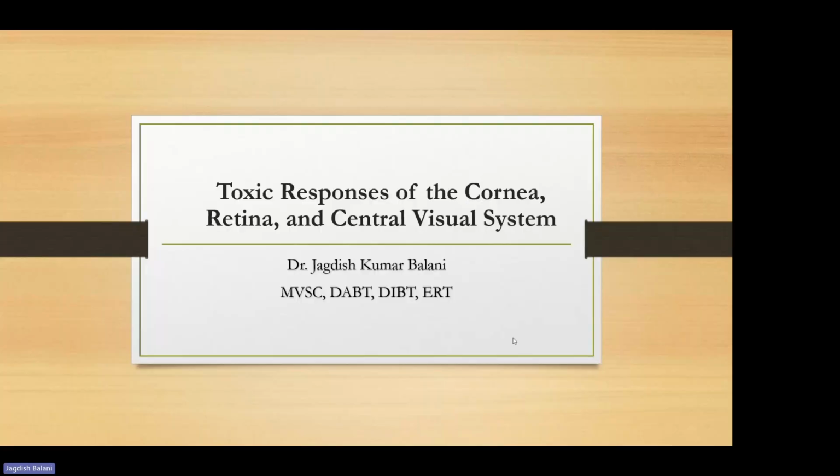So today's topic is toxic response of the cornea, retina, and central visual systems. I would like to highlight one thing during this presentation. Apart from the title or headings, I have highlighted something with the red font. So please take care or even note those highlighted points, in red color font, as they may be useful during your board examination also. So let's start.